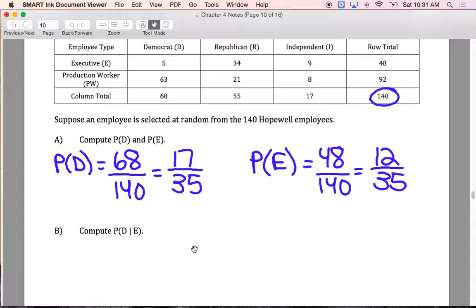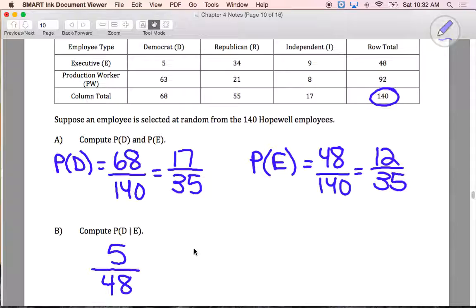So what you want on the bottom of your fraction is the total number of executives. Because whatever comes second after the bar has to go on the bottom of your fraction. So there are 48 total executives. So 48 is going on the bottom of your fraction. On top, then, is the number of Democrats who fit in the executive category. There are 5 of those. So 5 out of 48.